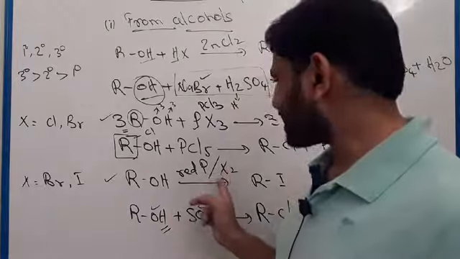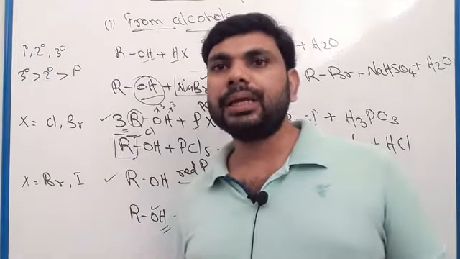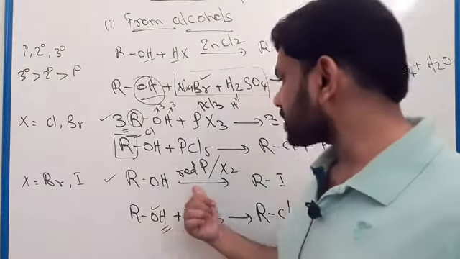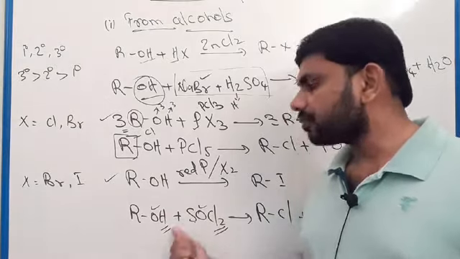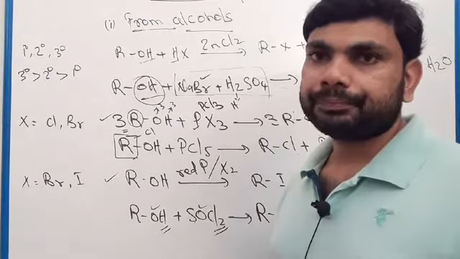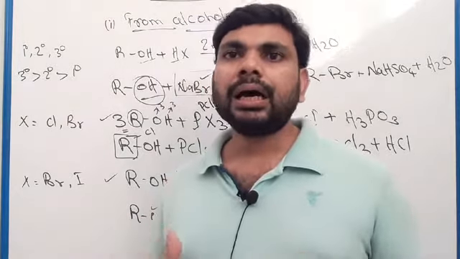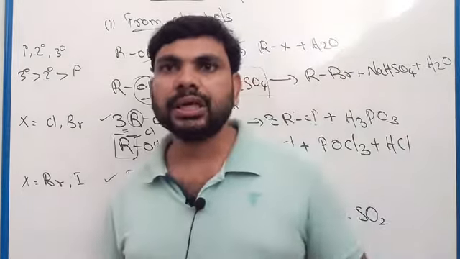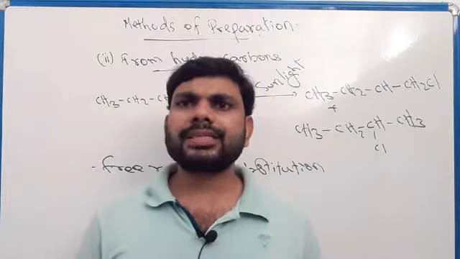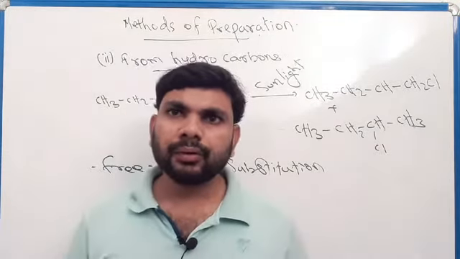Alcohol reacting with X2 in presence of red phosphorus, where X2 means iodine or bromine, we can produce alkyl halide. This chemical reaction takes place at room temperature. Alcohol reacted with SOCl2, thionyl chloride, also produces alkyl halide, with sulfur dioxide and HCl as side products. Clear? Okay, next one, method of preparation of alkyl halide.